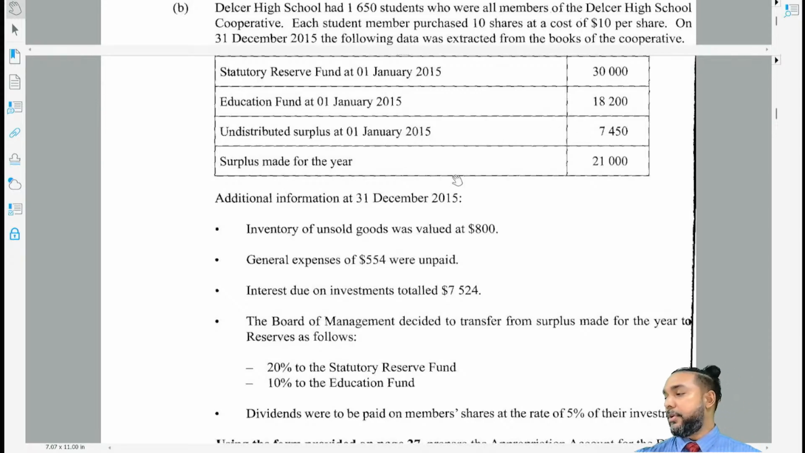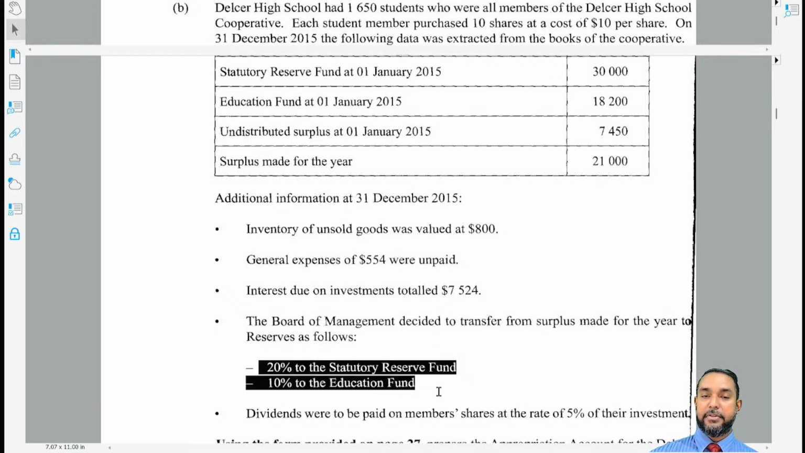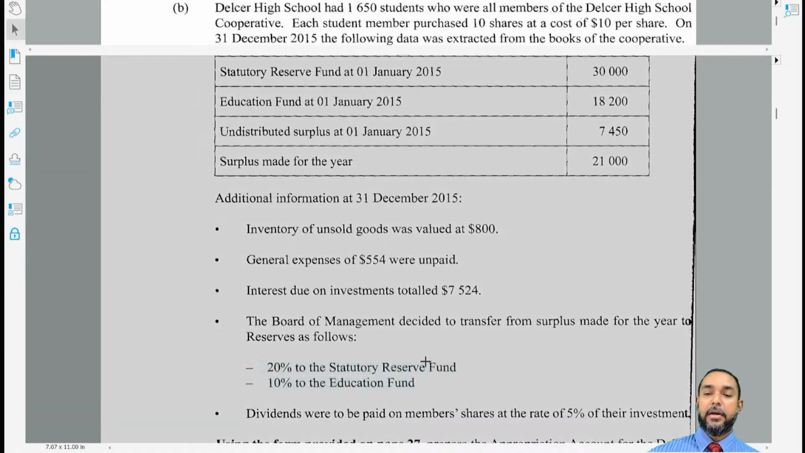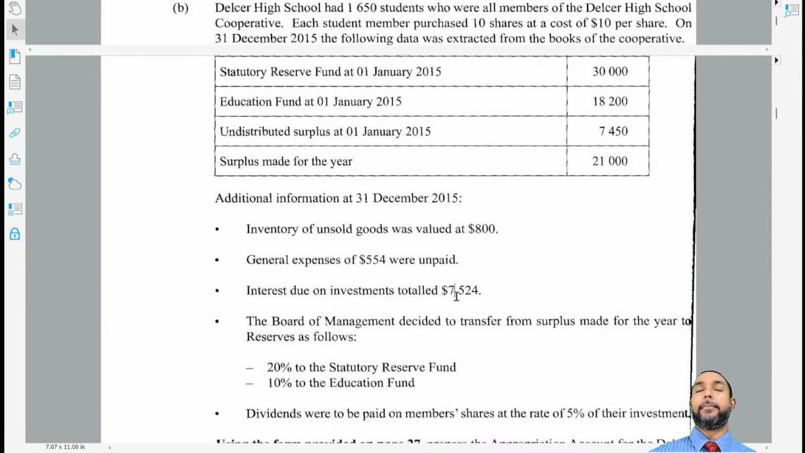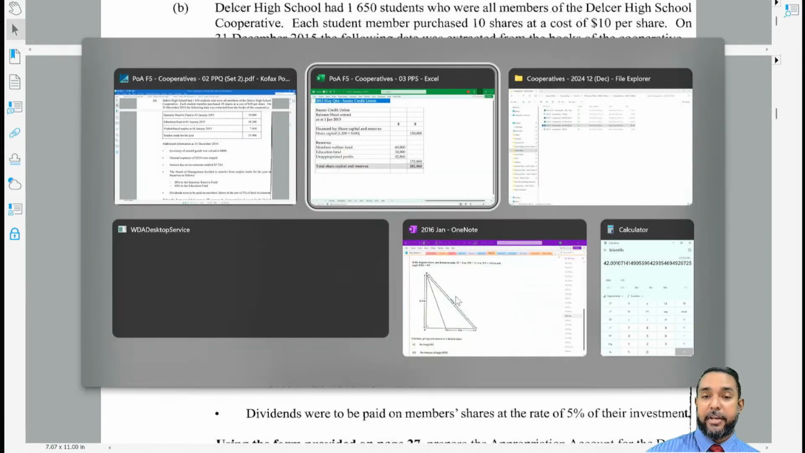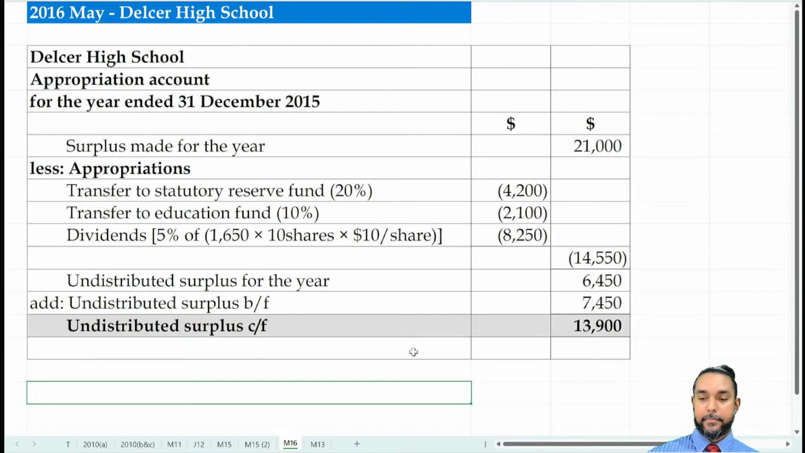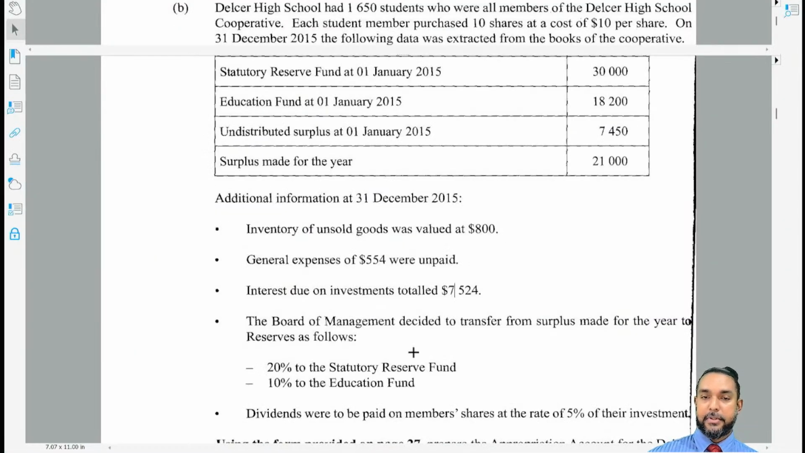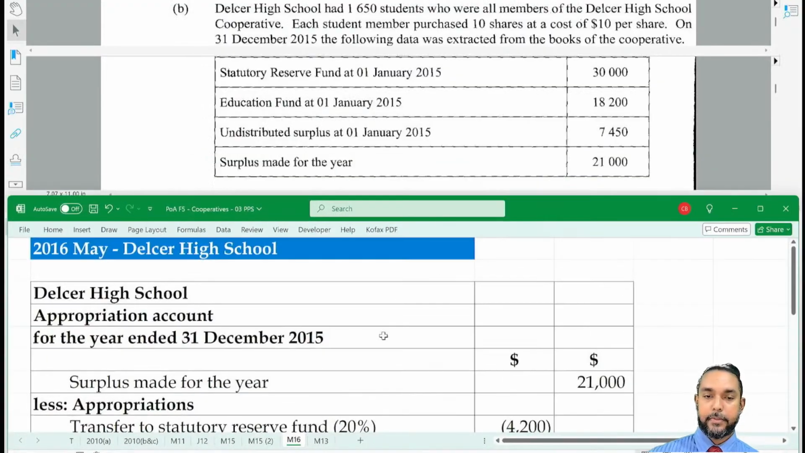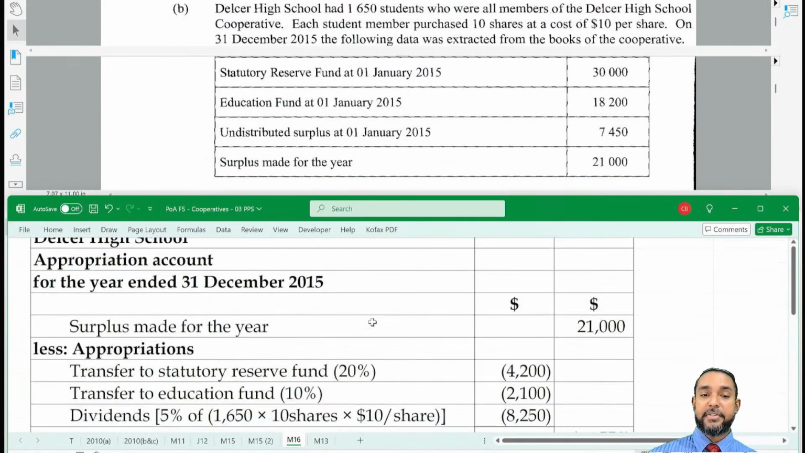So what's going on here is that there are opening balances in these accounts. And after the opening balances, we have appropriations made. So for example, you have another transfer to the statutory reserve fund. You have another transfer to the education fund. And then you are doing what you call the appropriation account, which we did already, right? So this is Delco, right? So hold on, let me actually put this item on the top here and this item below, right? So what we're saying is this, right?